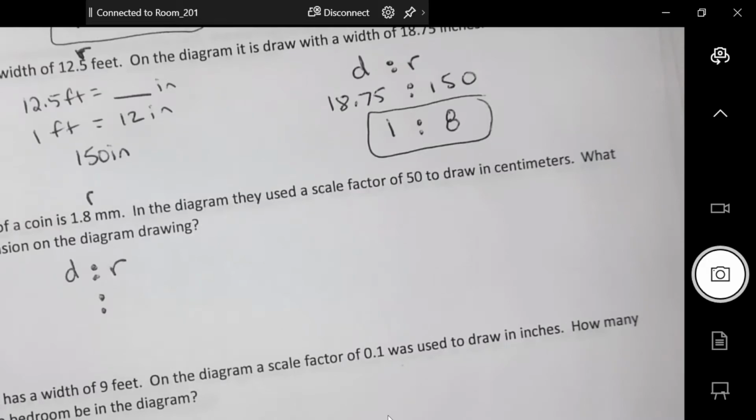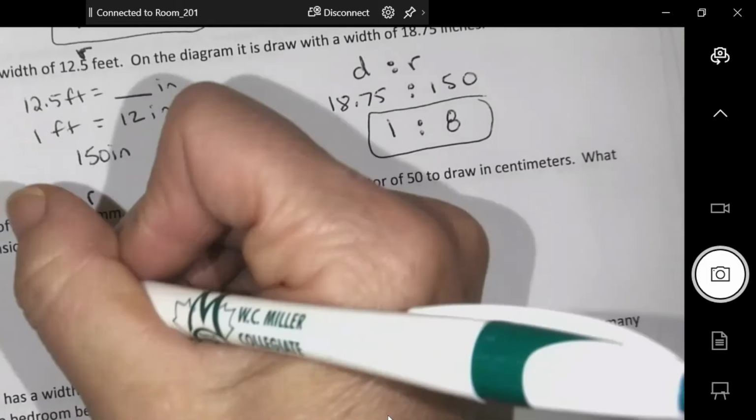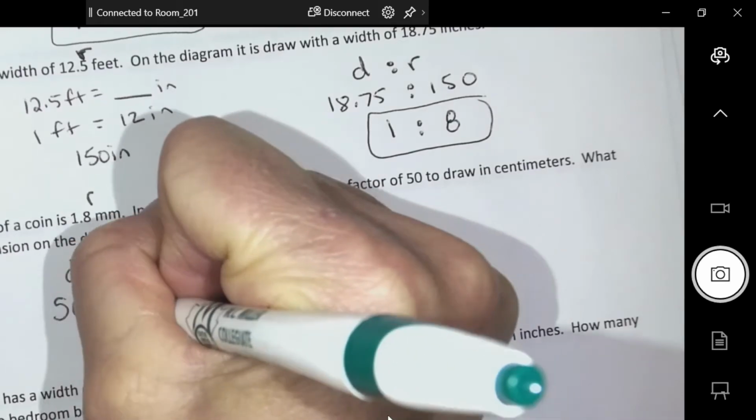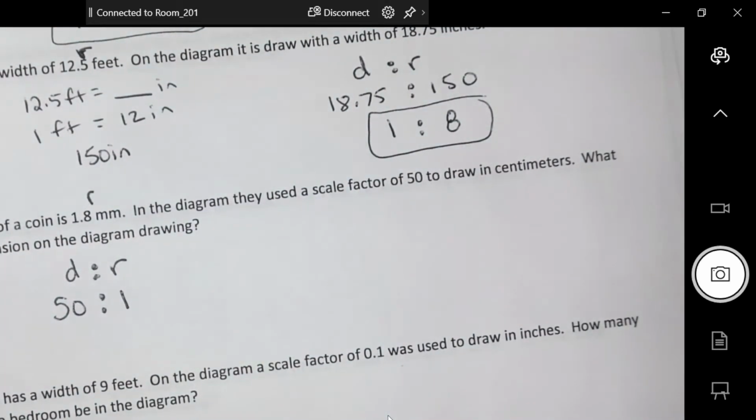Okay, think about the coin. Which one is the 50 and which one is the 1? 50 goes on the bigger one. What's the bigger object? The diagram is bigger or the real life is bigger? The diagram would be 50 because the diagram is bigger. It's a coin.